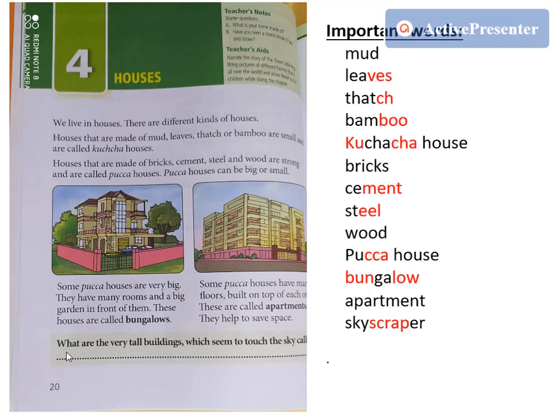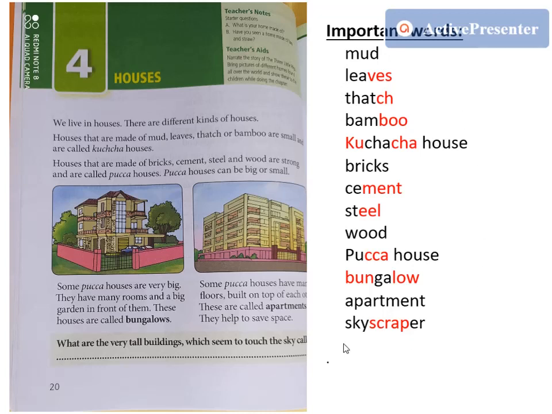Okay, now read. What are the very tall buildings which seem to touch the sky called? Have you seen these kinds of buildings around? And what are they called? Skyscraper. Very good. See, the spelling is written here. Skyscraper.